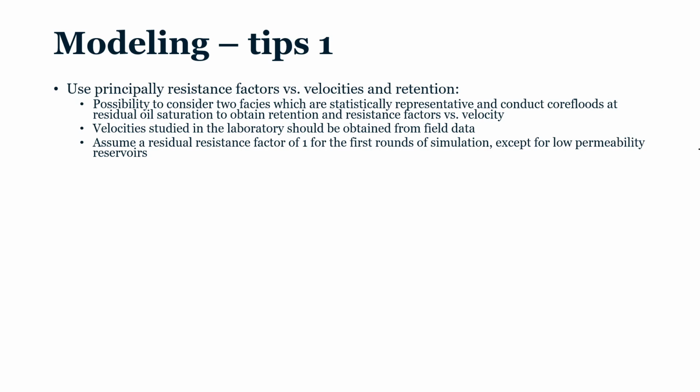The velocities you will be studying in the lab, you need to take them from the field, especially what's going to be the velocity and shear rate deep inside the reservoir. And in most cases, you need to assume a residual resistance factor of 1, because once again, the water will likely break through the polymer. So if you put something more than 1, it means you have measured it properly in the lab, preferentially in low perm rocks, and then you can use it in your simulation.